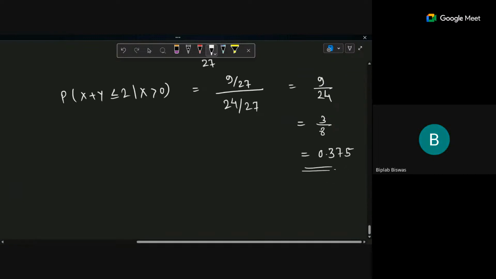Is it clear? I missed it in the calculation. Everything was fine, but I missed dividing it by the marginal. Okay. Just be careful while doing such calculations. Otherwise, you have conceptual clarity, but due to a calculation mistake, you will lose marks, right?